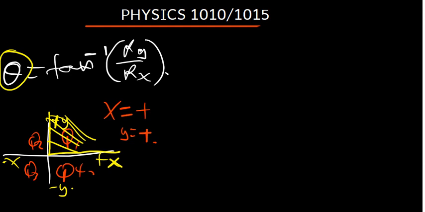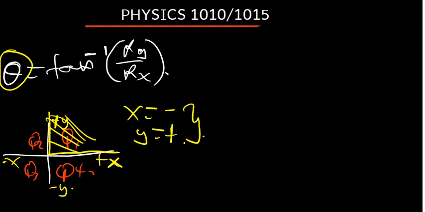Does that make sense? That is the direction they are looking for. Now let's say the x component is negative, and the y component is still positive. Where do we expect our angle to be? In the second quadrant, yes.